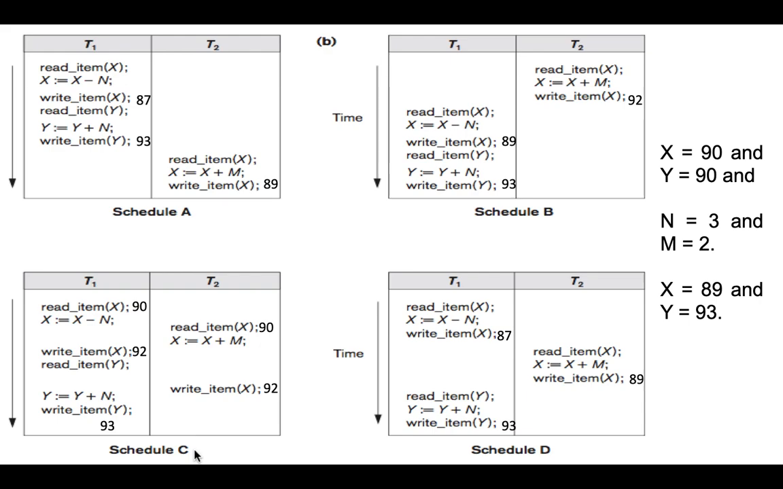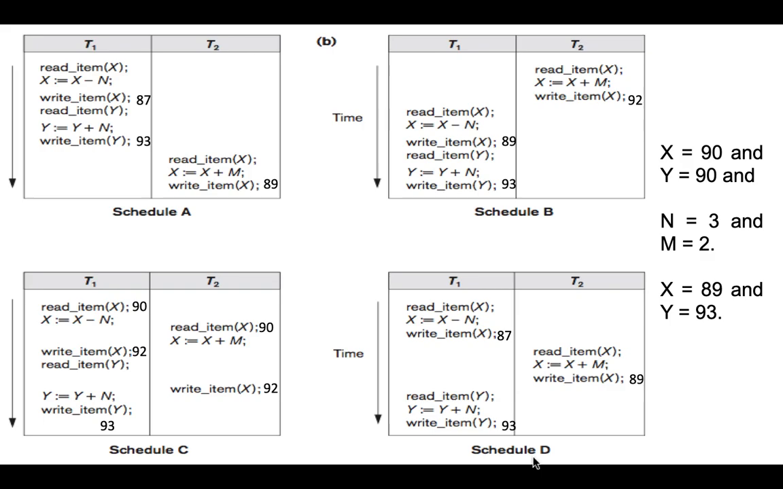Hope you are getting what we mean by serializability of a schedule. So the schedule C doesn't give the same result as schedule A and schedule B, which are serial. So schedule C is, even though it is non-serial, it is not serializable. We will see what a serializable schedule is by looking at schedule D.